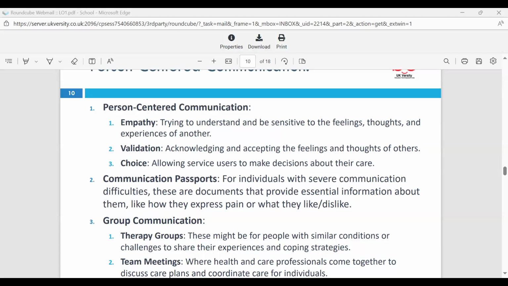And then we have communication passports, which are used for individuals with severe communication difficulties. These documents are a resource for individuals who have complex communication difficulties, who need support, and healthcare professionals would give them. It would contain their key personal information. It could be their support needs, and it could be their likes and dislikes or anything like that as well.